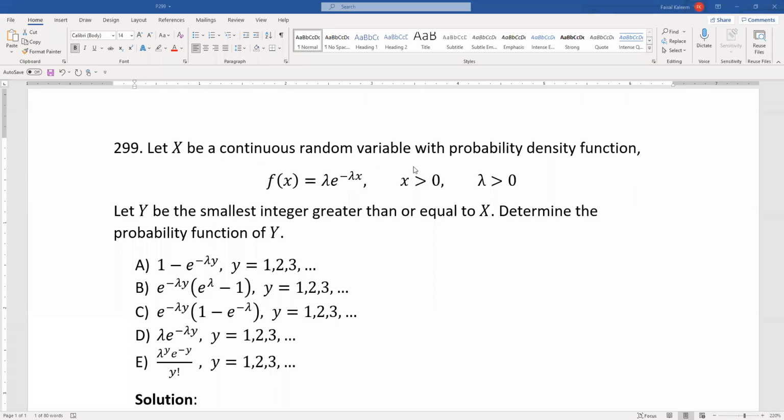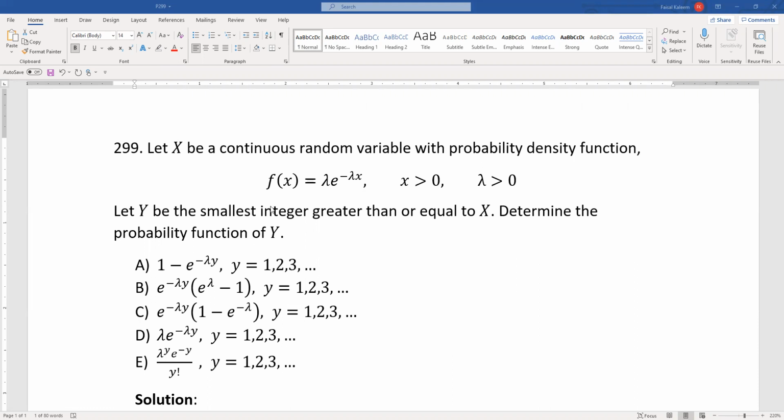Let X be a continuous random variable with this PDF. Let Y be the smallest integer greater than or equal to X. Determine the PDF or the probability function of Y.